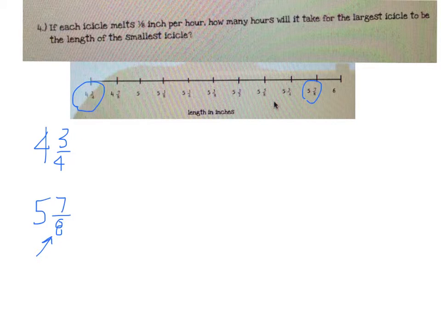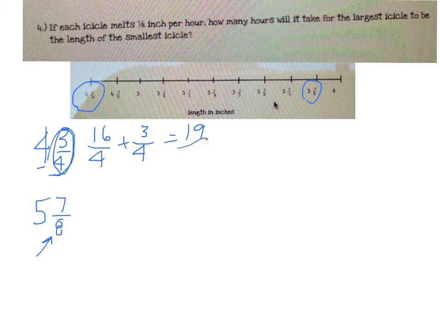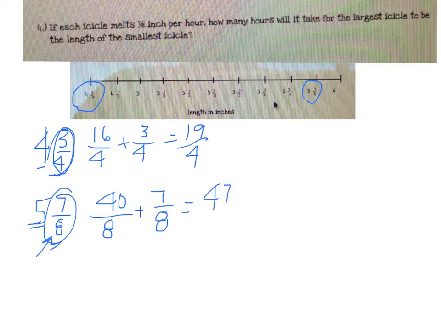So in order to convert them to the improper fraction, first I want to take 4 times 4, my whole number times my denominator to give me how many fourths are in 4 wholes. 4 times 4 is 16. I'd have 16 fourths. I still have this 3/4 here. 16 fourths plus 3/4 equals 19 fourths. 5 times 8 is 40. I'm still in my fraction of eighths. 40/8 plus my 7/8 is 47/8.